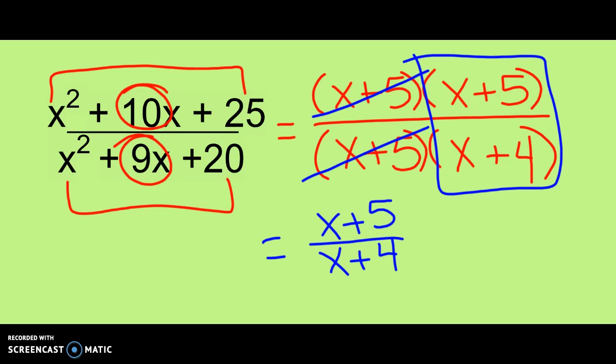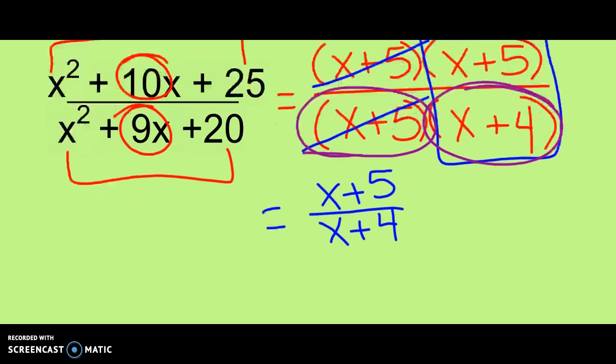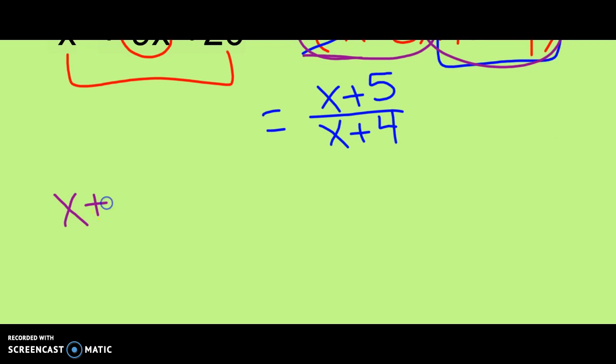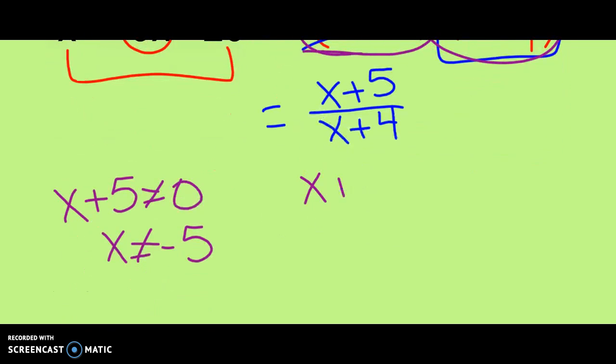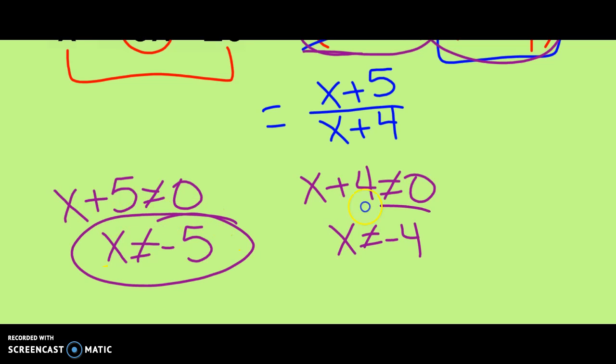Let's go ahead and state some of those restrictions. We go back to the beginning of our problem and see what's in the denominator. We had an x plus 5 and an x plus 4 in the denominator. Basically, x plus 5 cannot equal 0, so x cannot equal negative 5. And x plus 4 cannot equal 0, so x cannot equal negative 4. So those are your restrictions.